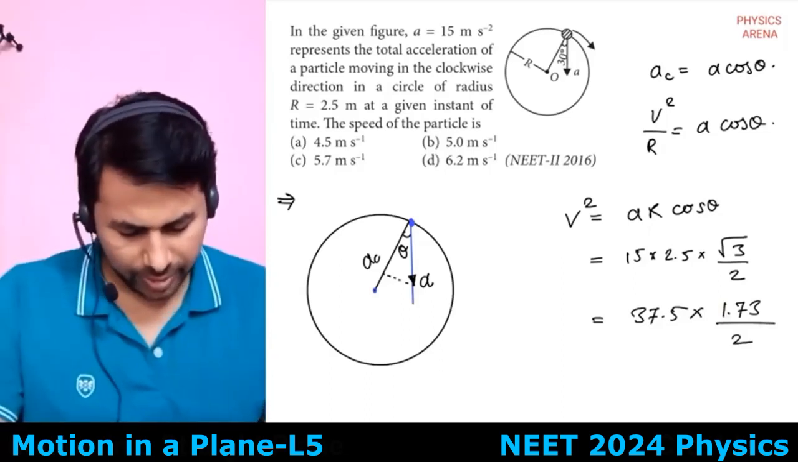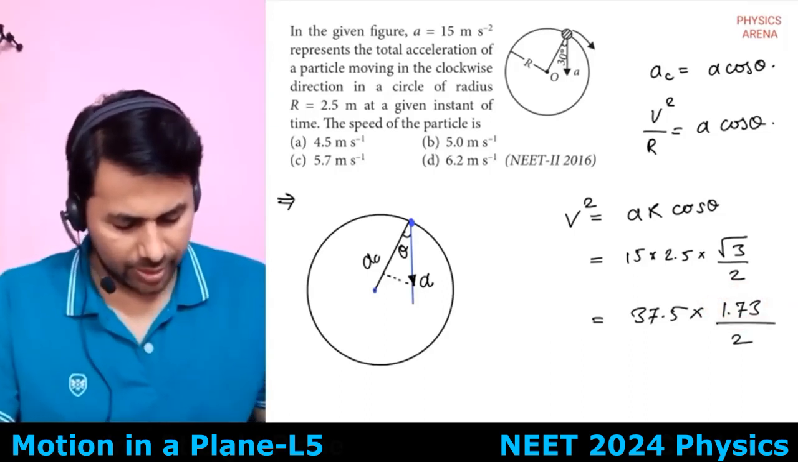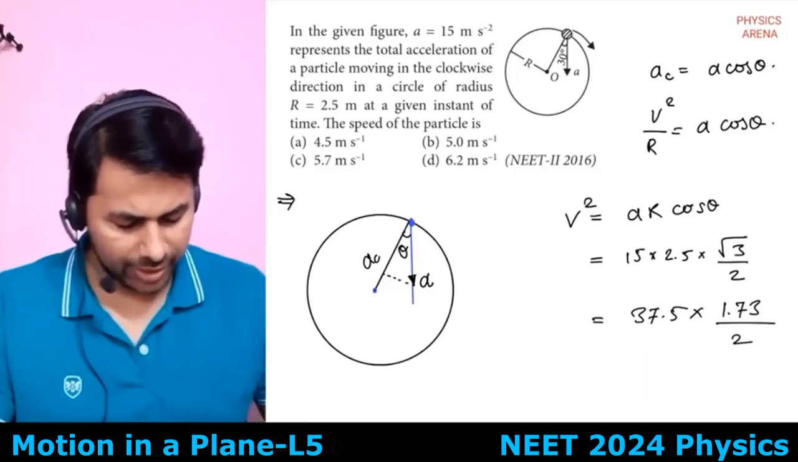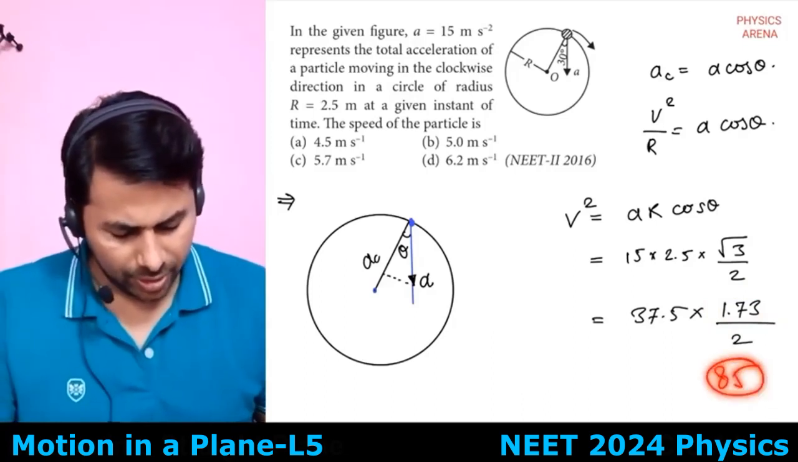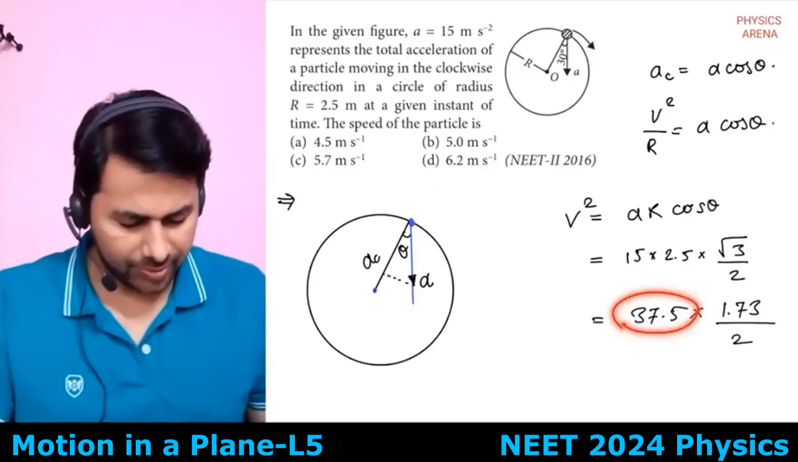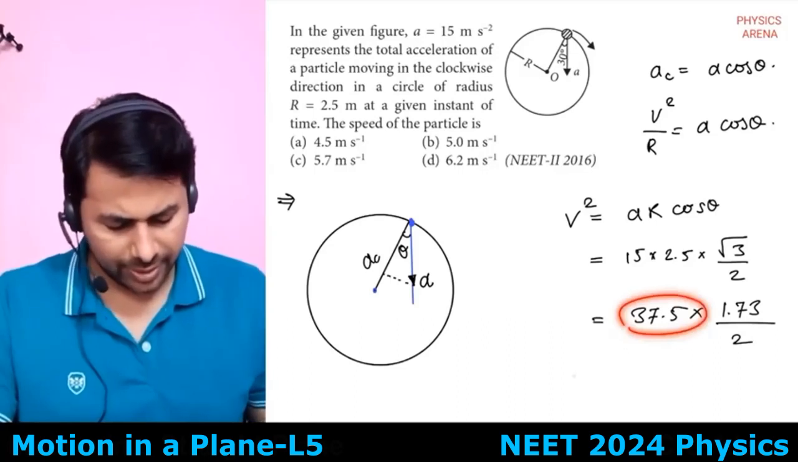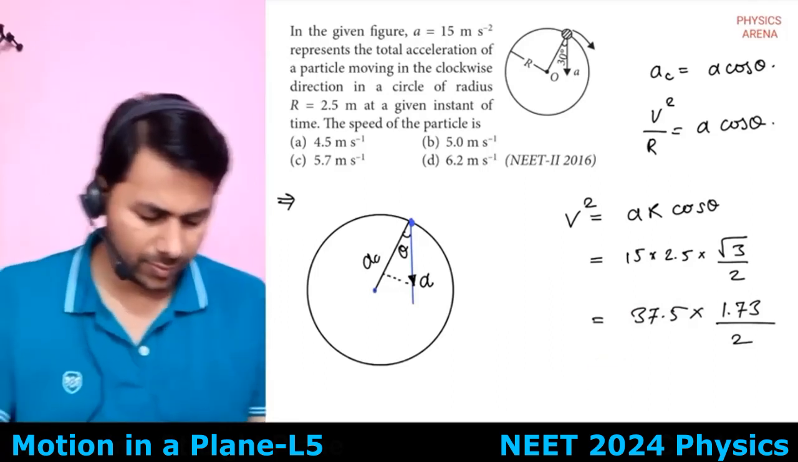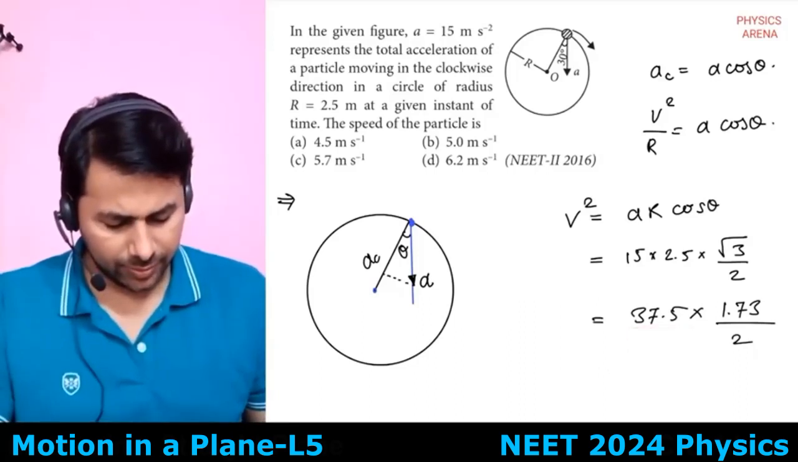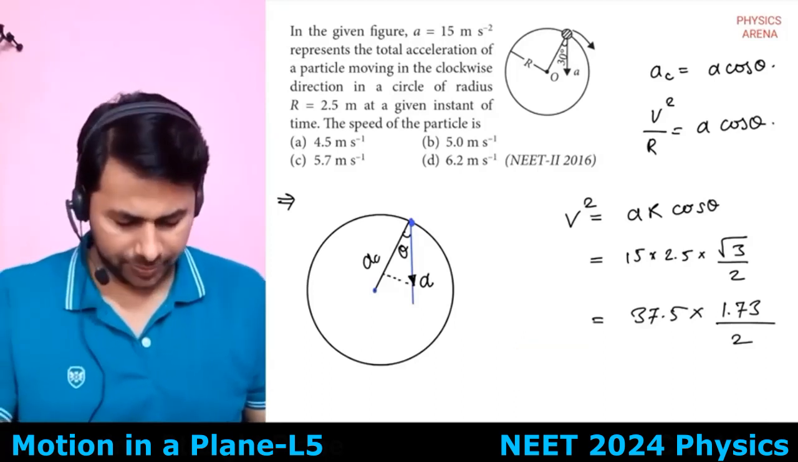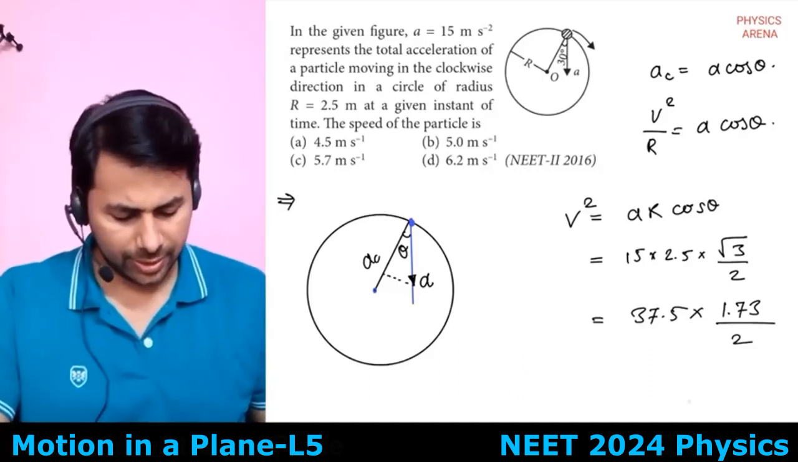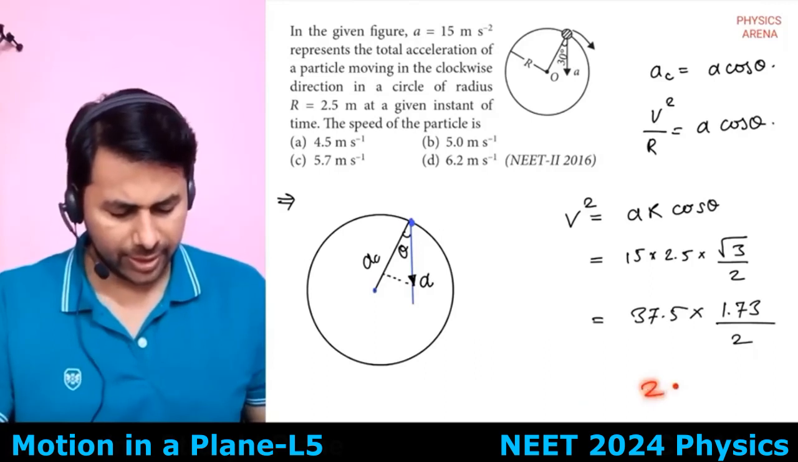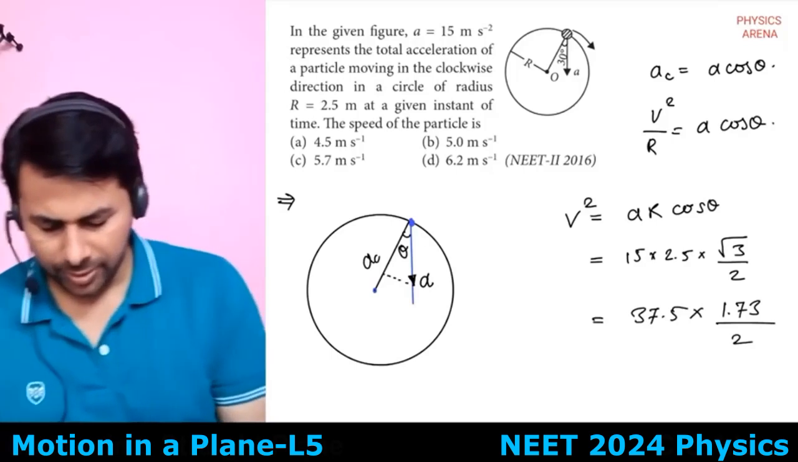So this is V square. 1.73, if you divide this thing by 2, it will be how much? 0.8 something. So I will just take 0.85 actually. So 0.85 multiplied by this thing. If you take 0.8 of this, it will be close to, if I divide this thing by 5, 37.5 divided by 5 will be 7.5, and 7.5 times 4 will be 30 actually. So this will be close to 30. So V square is close to 30, I can say.